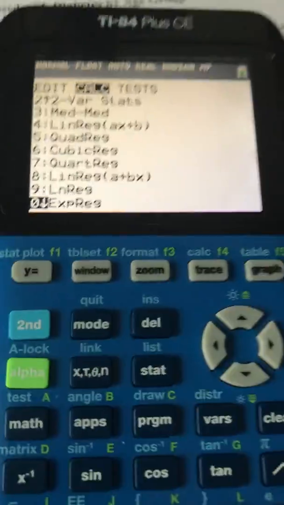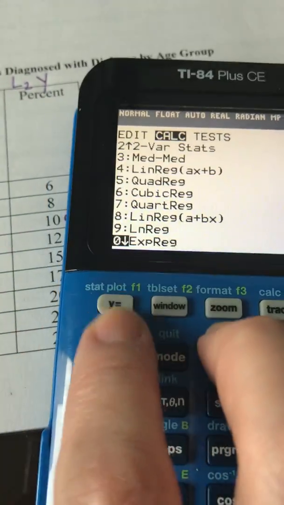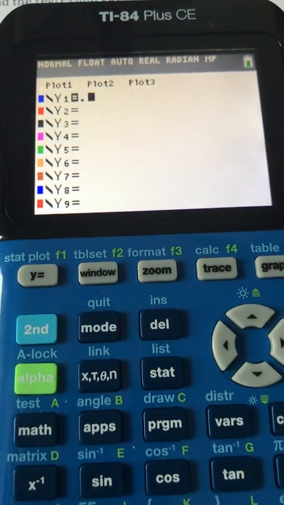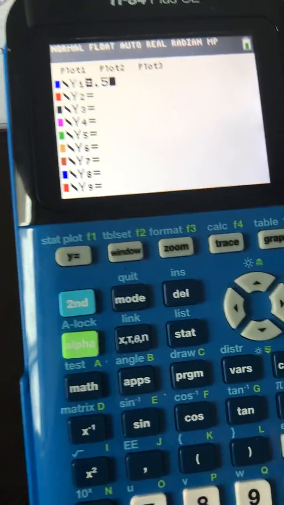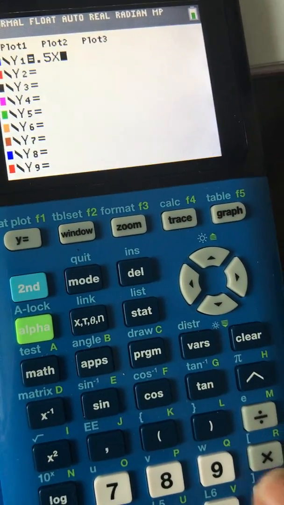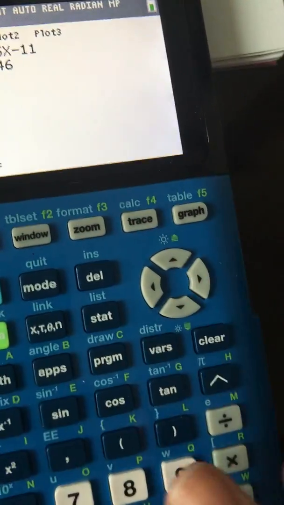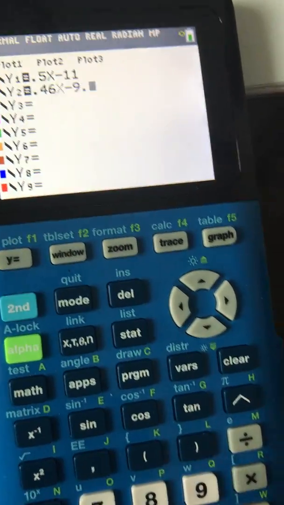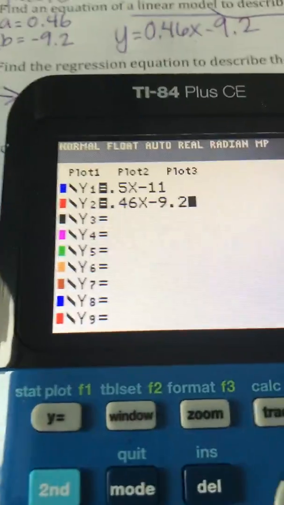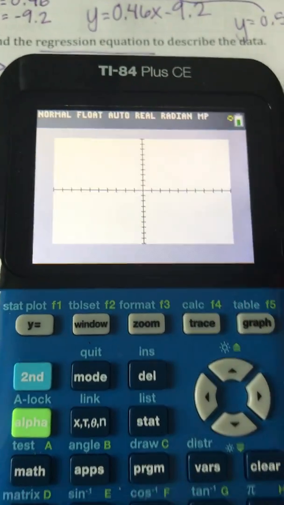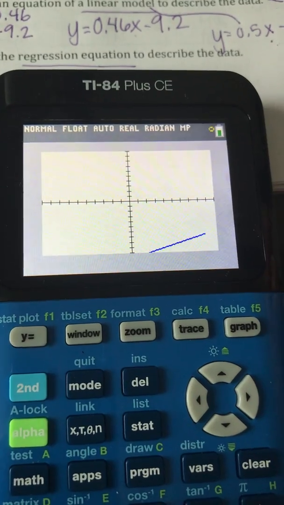We can go into our calculators here. If we hit y equals, we can input both of these equations. Our first one, y equals 0.5x minus 11, and our other equation was 0.46x minus 9.2. Once we put these two equations into our calculator, we can hit graph over here and see what they look like.